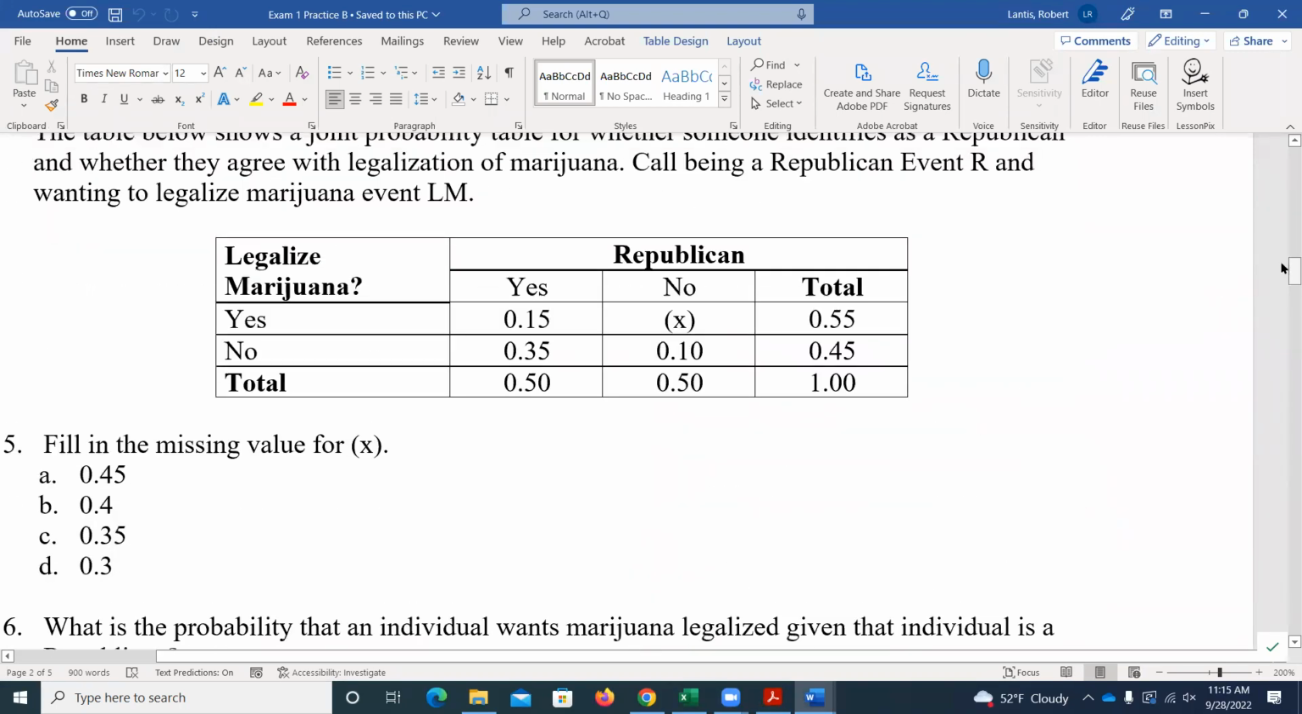So the probability they want marijuana legalized would be what here? Yes, they want marijuana legalized, 0.55. I think when we saw this earlier, didn't you say it was like 0.3 or something for that? And we can actually plug the values in again, right? So the probability they want marijuana legalized and are Republican is 0.15, divided by the probability they are Republican. So 0.15 over 0.5 is 0.3. That is not the same as 0.55. So we'd say that they are not independent events. The only way they're independent is if that equality holds. Okay.